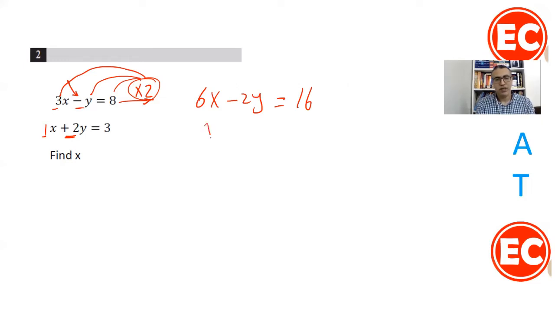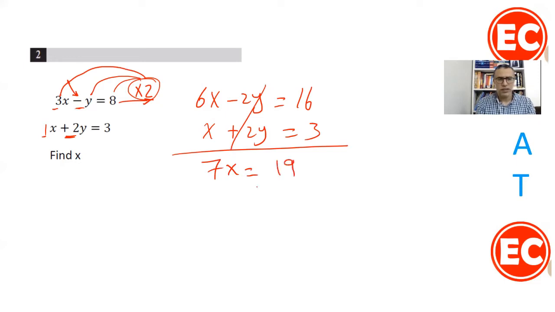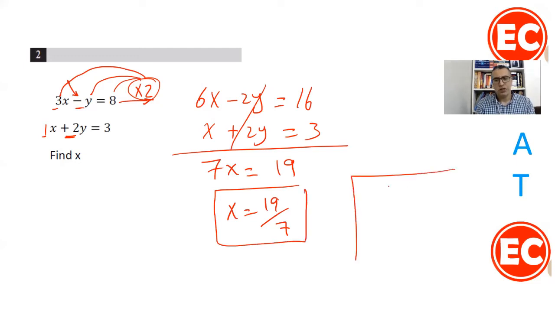And I will put down the second equation the same. Then I will add the two equations. 7x is equal to 19. So x is equal to 19 over 7. And it's 4 digits, so in the grid you are going to write it as 19/7.